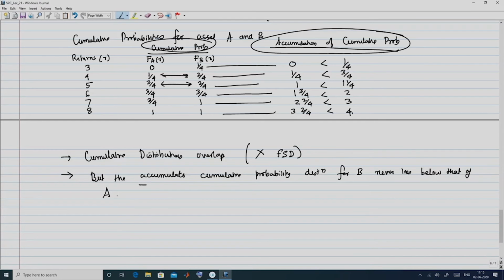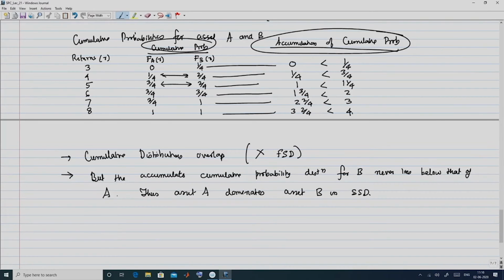So, you can see that the accumulated distribution of B is never below that of A, and thus we conclude that asset A dominates asset B in SSD.